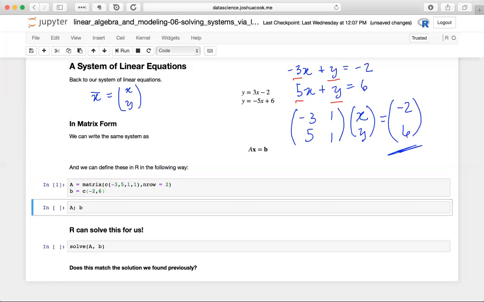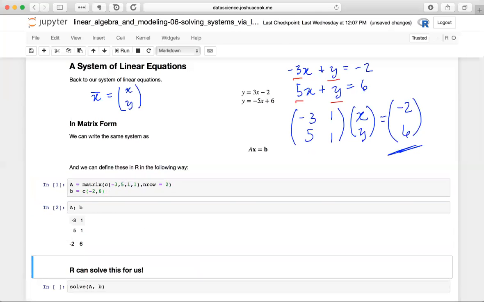So I'm going to run that, and then let's have a look at them and verify that they look like what we expect. Yeah, A is this matrix, negative 3, 5, and 1, 1. And the solution is negative 2, 6.